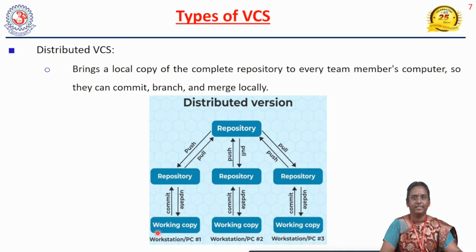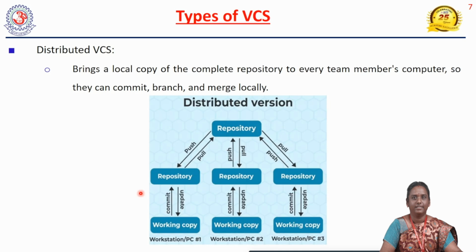Unlike the centralized version, we will not make any updates directly in the central repository, which means the remote repository. We will take a copy of this repository onto our local machine, and whatever changes we want, we will make in our local repository. Once we are completed with our changes, we will push them to the remote repository.